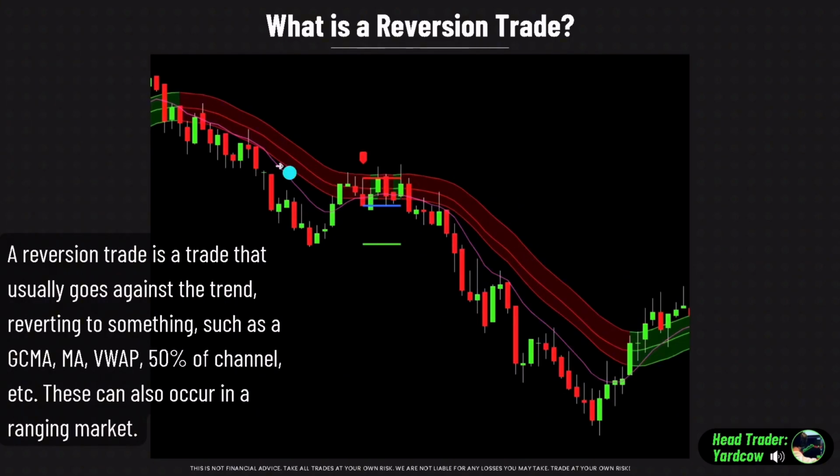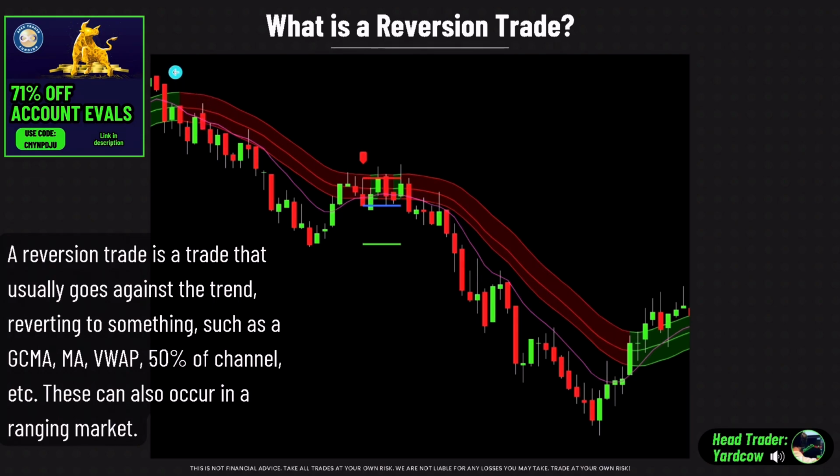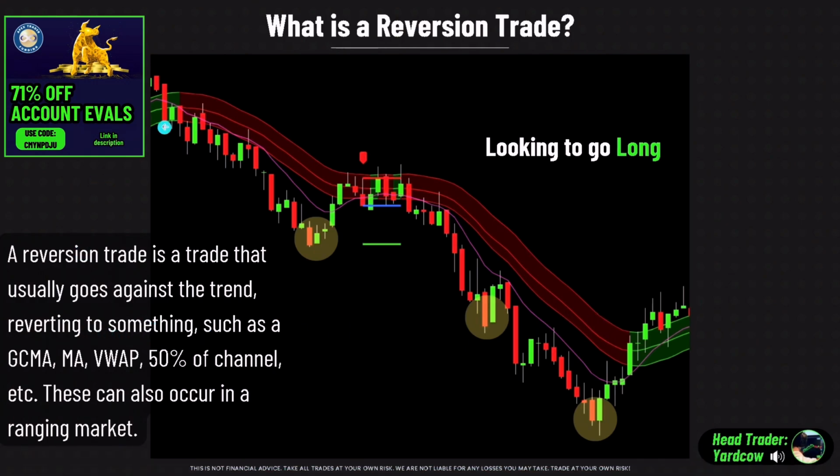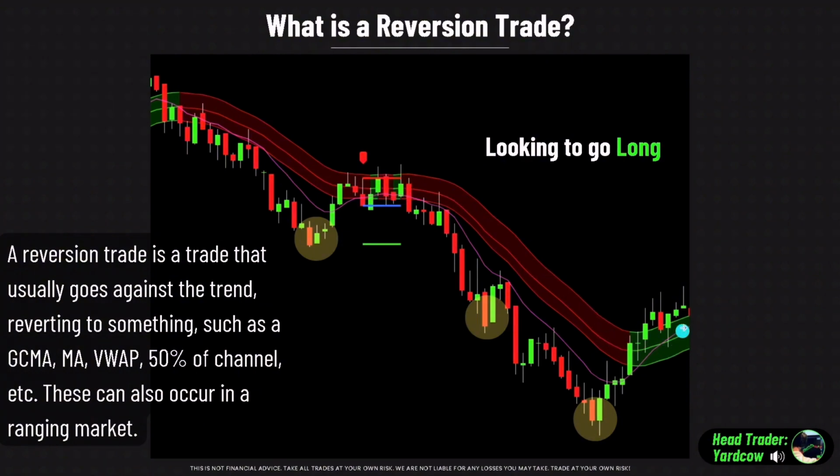All right, so here's a bullish reversion trade, okay? Since we're going against trend, right? We are in a downtrend here, so we're looking to go long, okay? So here are some potential areas you could look to go long. So you could look to go long right here, here, and here, okay? And since we need to revert to something, in this case, again, the GCMA, we're going to look to take profit at this band right here. So we could take profit there.